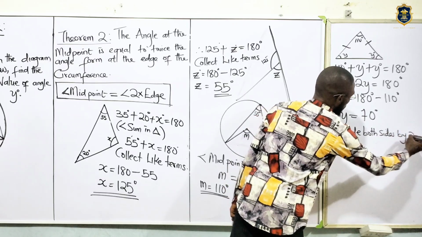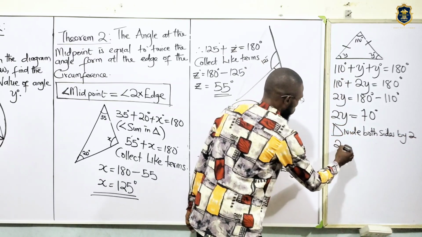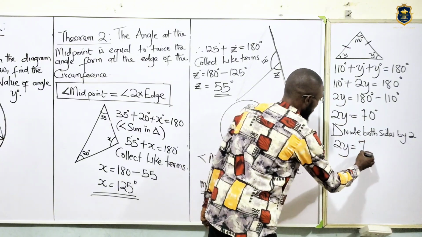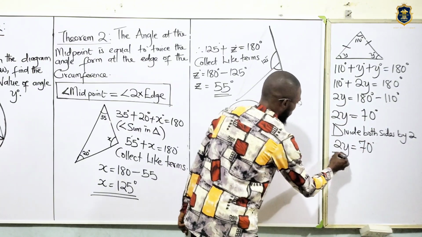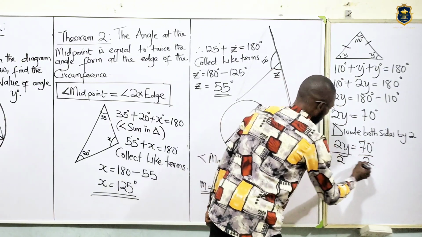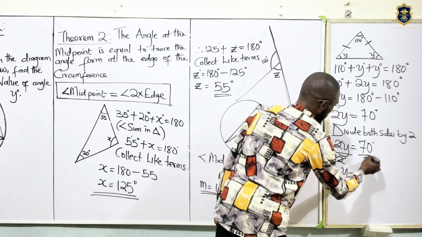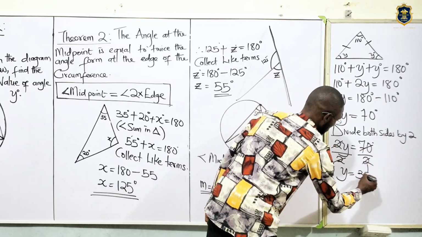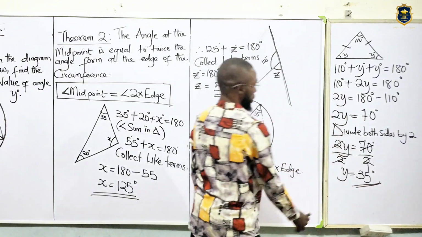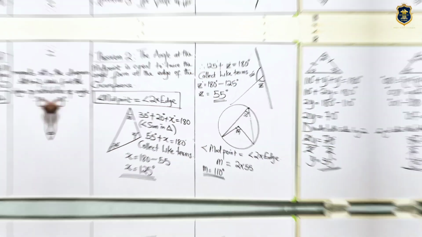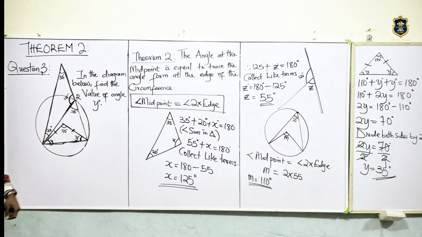And then we divide both sides by 2. So 2y, which is equal to 70 degrees, dividing by 2, we take off the 2, y becomes what? 70 divided by 2 is 35 degrees. That's the value of y, because the question says in the diagram below, find the value of y. So what did we just do?